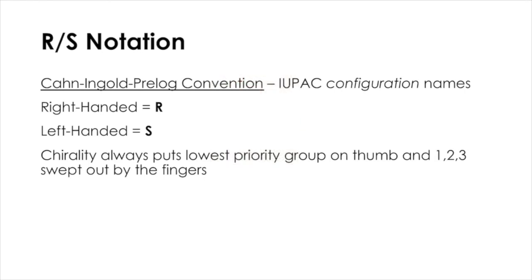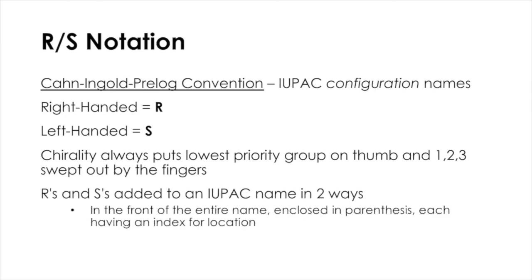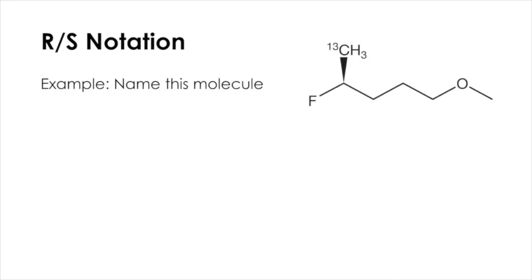And so when we add R's and S's to an IUPAC name, we do it in one of two ways. You can either put it in the front of the name, enclose it in parentheses, and then indicate the location of each chiral center, or you can put it within the name, putting it in front of the index of each chiral center. Because remember, if a chiral center has 4 different groups, then you'll have substituents always on a chiral center, so you use the index of that substituent to name it. So let's start with an example.